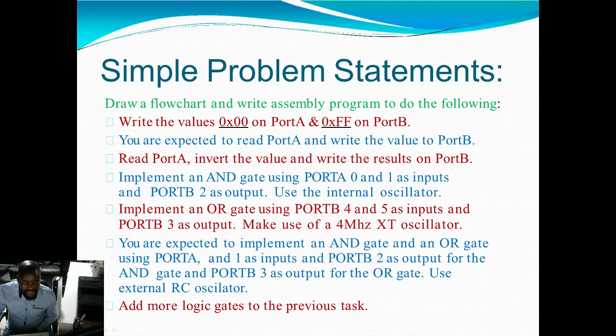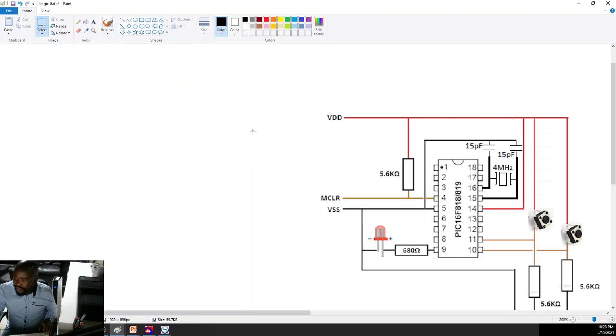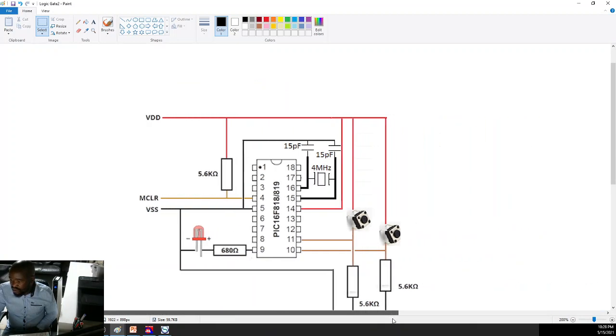Let's start by looking at the circuit and how it's going to look with the crystal oscillator. So this is what we're going to have. This is going to be our circuit.